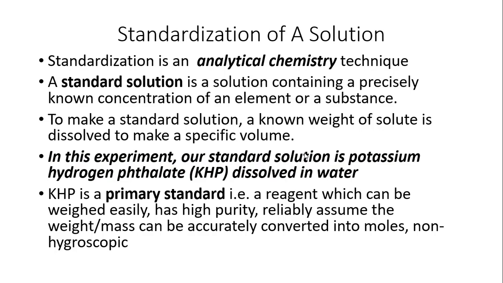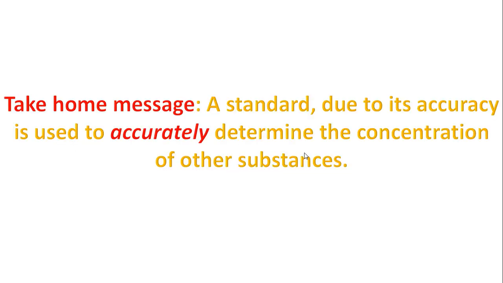KHP is what we call a primary standard in that we can easily weigh it, it has a very high purity, but the main thing is that the amount that we weigh, we can reliably assume that the mass can be accurately converted into moles, and the number of moles are reflective of that mass. Also, KHP is non-hygroscopic, which is also a great characteristic of a primary standard, because if it doesn't absorb water, the mass doesn't change, then the number of moles won't change, and so on and so forth. All right, so what's the take-home message from the first section? It's that a standard, due to its accuracy, is used to accurately determine the concentration of other substances.